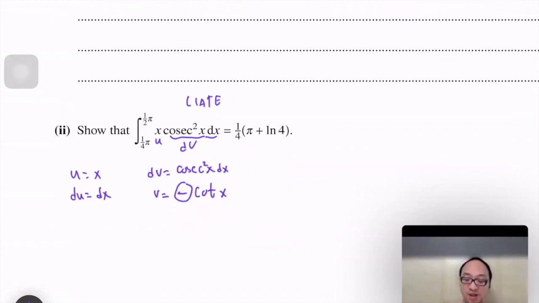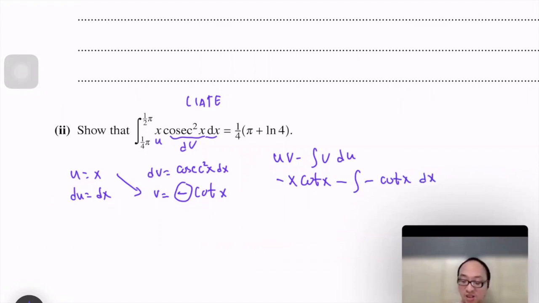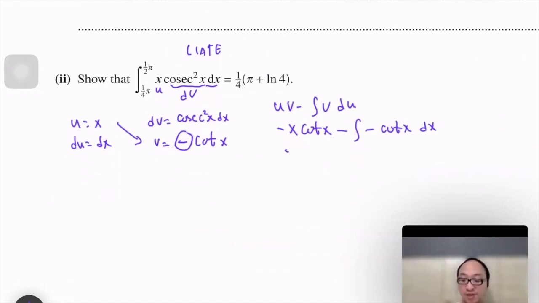And then we just put into the formula, uv minus integral v du. So uv, negative x cotangent x, minus integral negative cotangent x dx. So this is negative x cotangent x plus integral cotangent x dx. This is the same as when we integrated tangent, yeah? We have to find the integral of cotangent first.